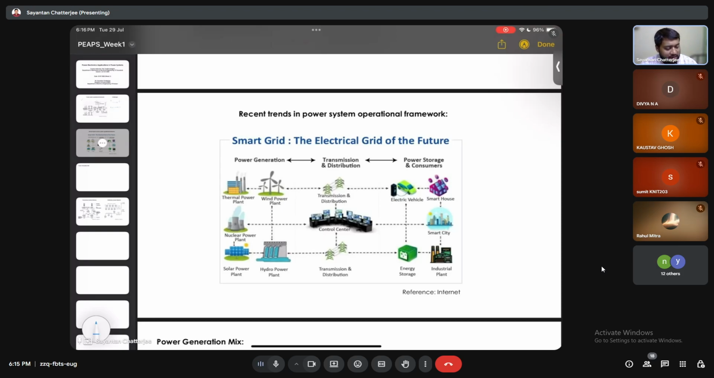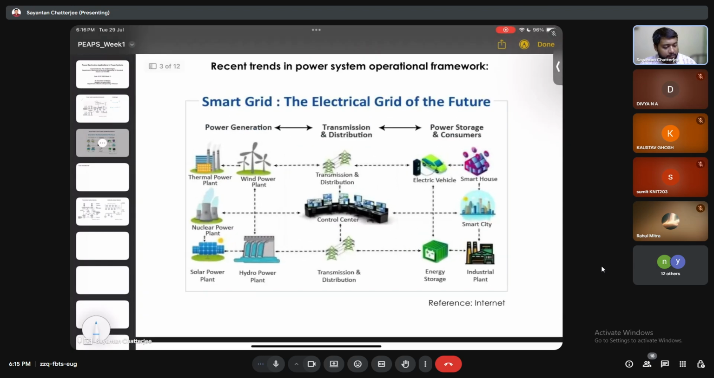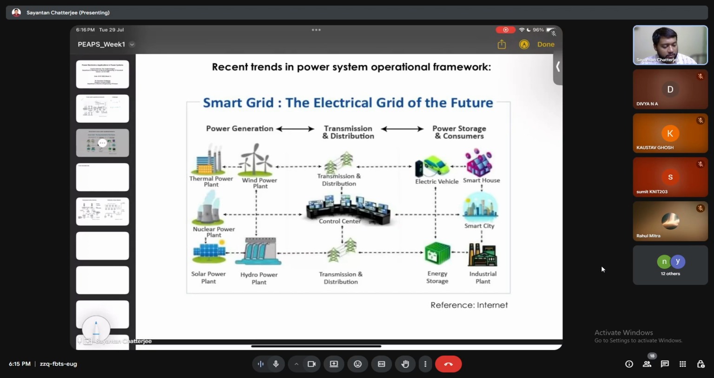So here we can see the modern grid with the control center at the center of the entire system, and we have electric vehicles and smart houses, meaning IoT-enabled systems may be there. Smart meters are also getting integrated nowadays. Many of you have heard of the integration of smart meters. Many of your houses might also have smart meters, and the main aim is that the information should flow to the decision-making body, meaning the control center, right?